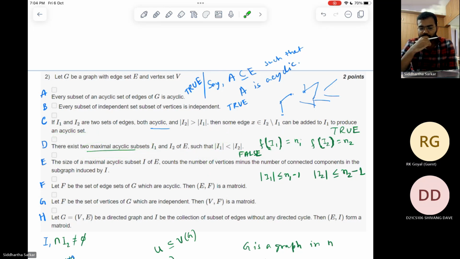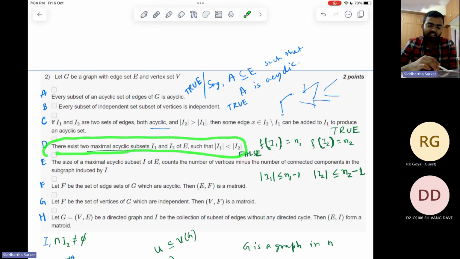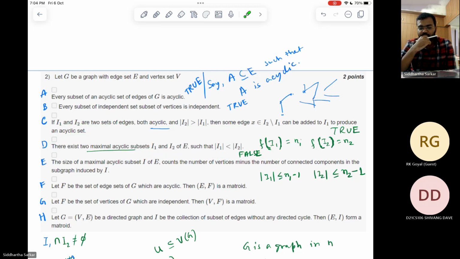Therefore, this statement is false. So this is a proof by contradiction, and the instrument that is used to get the contradiction is this claim, which we have proved. So now we have proved that if I1 and I2 are maximal acyclic subsets, they are of the same cardinality.